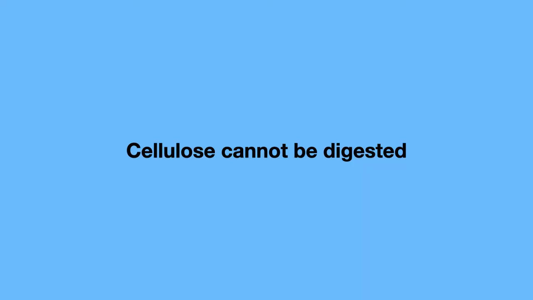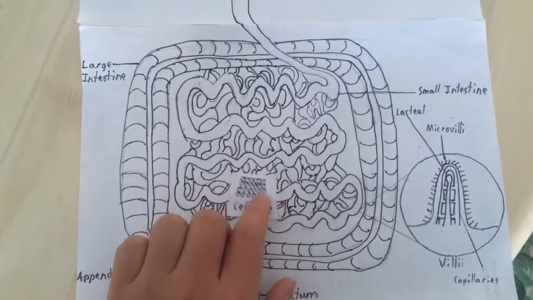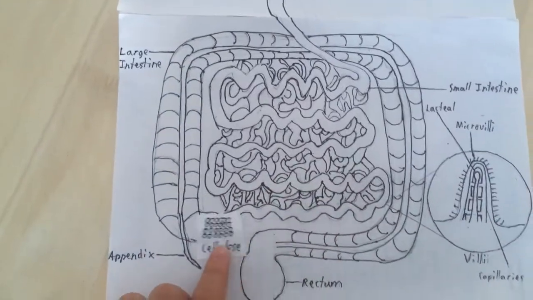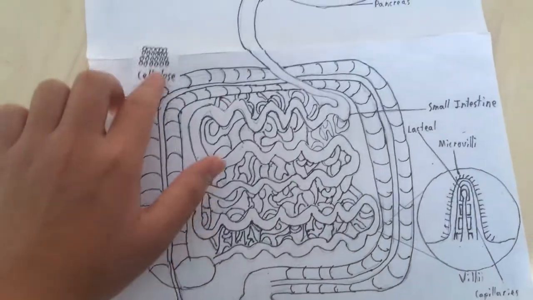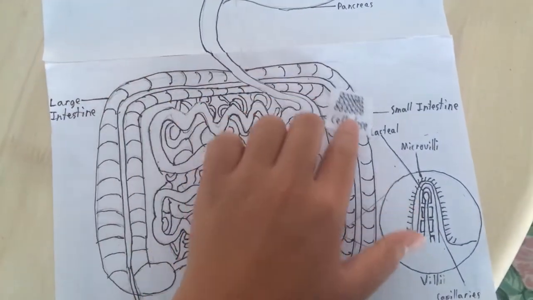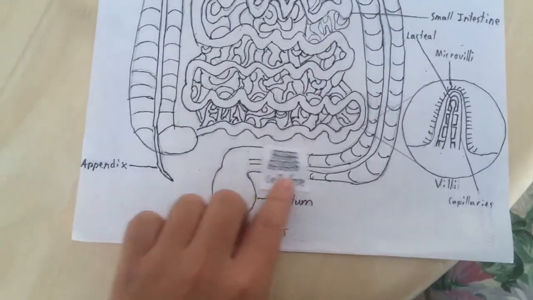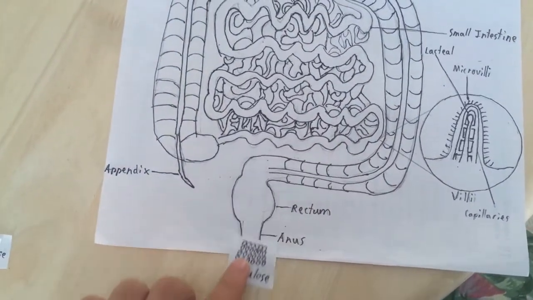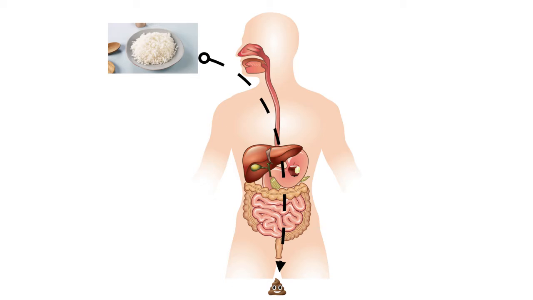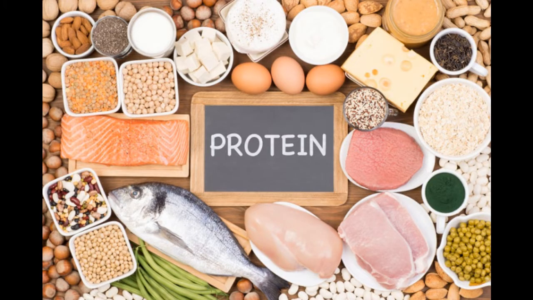However, some carbohydrates, such as cellulose, cannot be digested. Cellulose will go through the rest of the small intestine, which consists of the jejunum and the ileum. It will then go through the large intestine untouched and eventually comes out the rectum in feces. And thus comes the end of the carbohydrate digestion journey. We will next move on to the digestion of proteins.